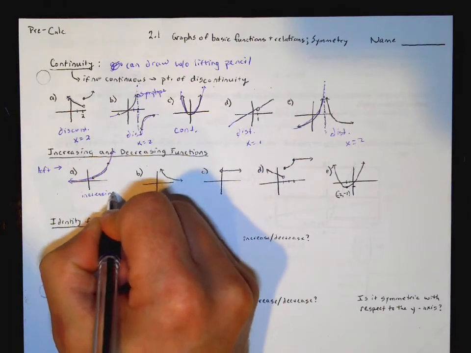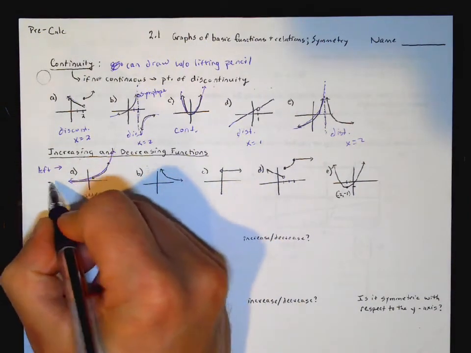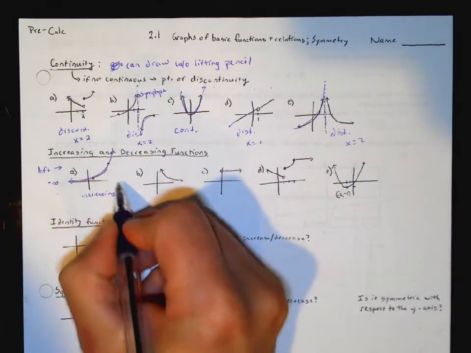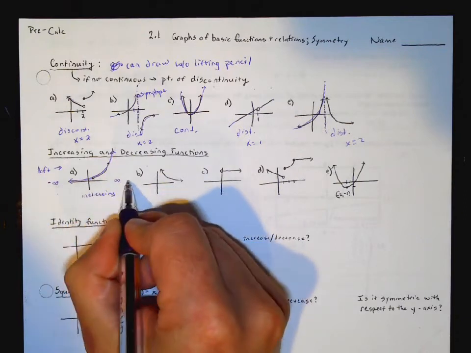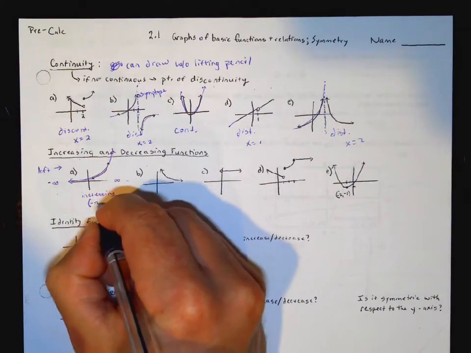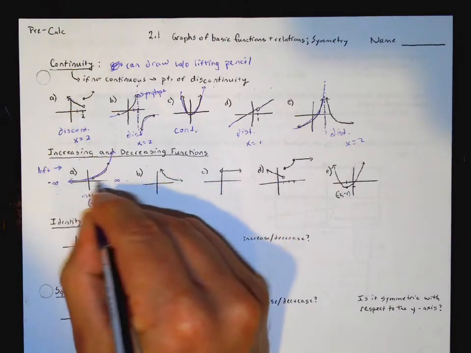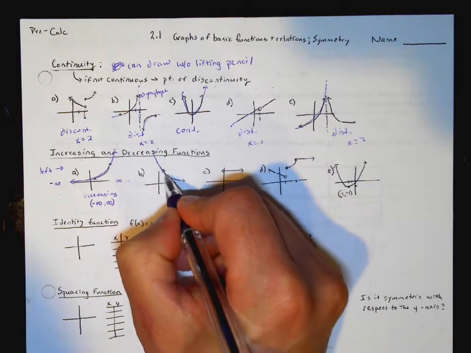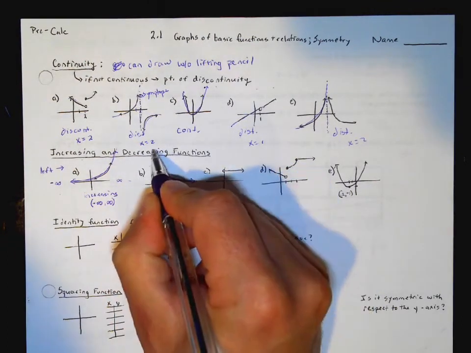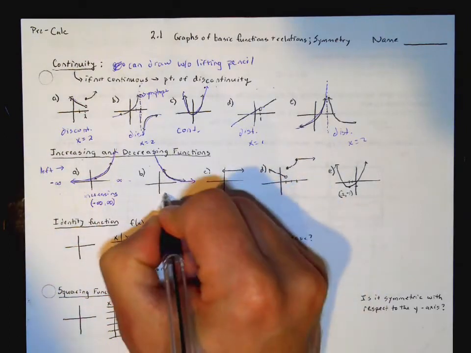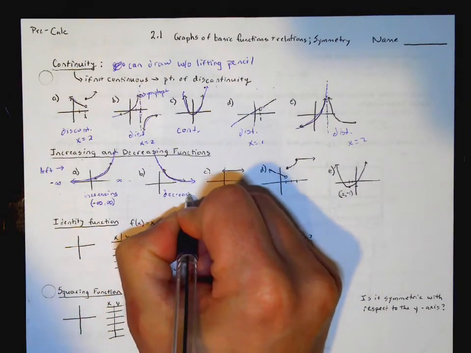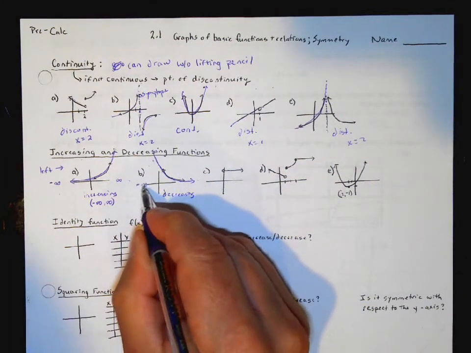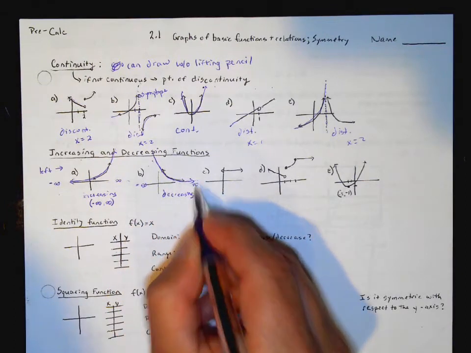And we have to tell the interval where it's increasing. So it starts here at negative infinity, increasing, increasing, increasing, and it keeps increasing all the way through to infinity. So from negative infinity to positive infinity, it's increasing that whole time. Whereas this one here, if we go from left to right, it is decreasing the whole time, from negative infinity all the way through positive infinity.